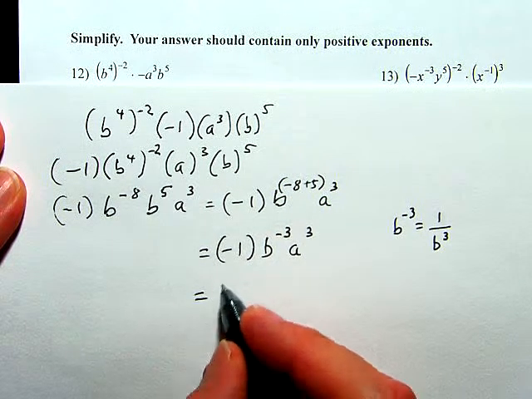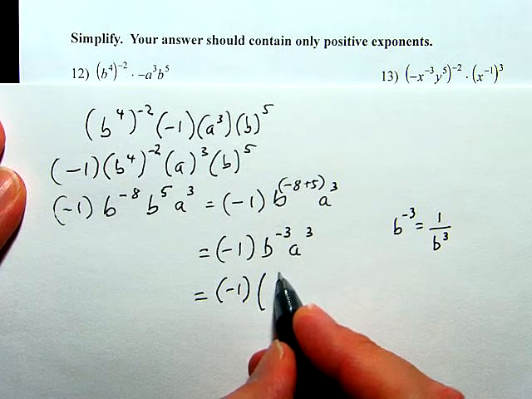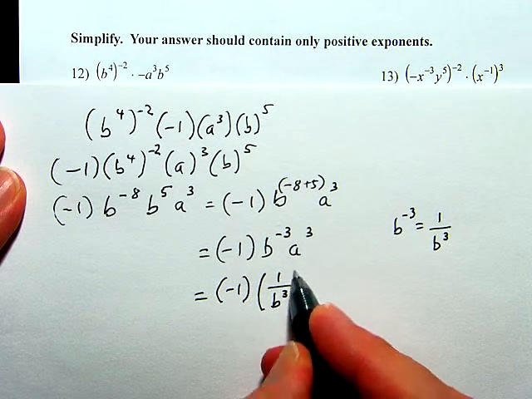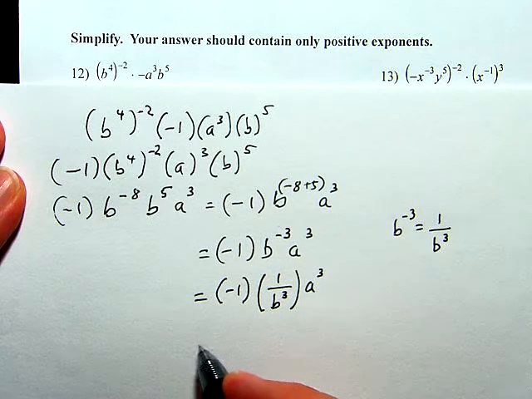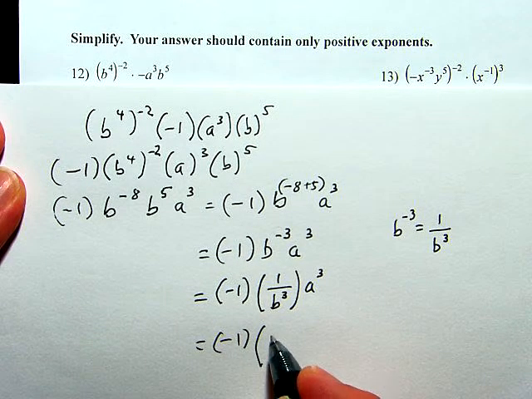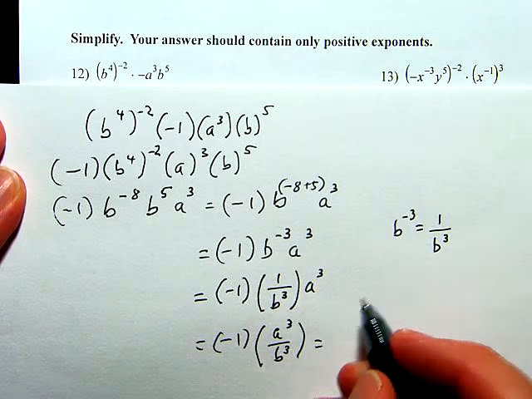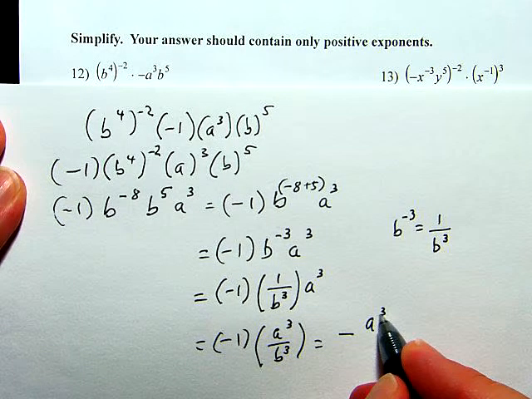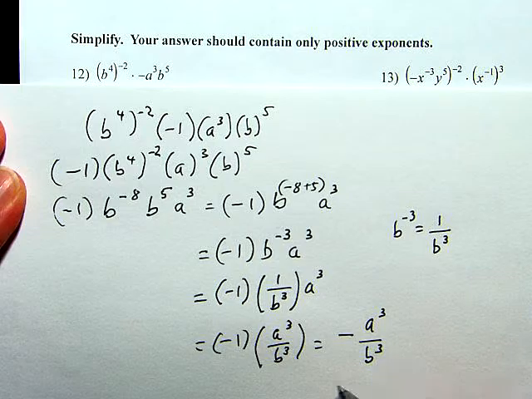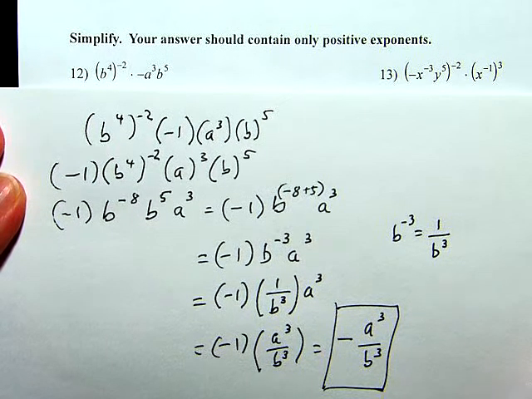So let's go back to this. This is the same thing as negative 1 times 1 over b to the third times a cubed. And now we multiply everything out. We get negative 1 times a cubed over b cubed, which is the same thing as negative a cubed over b cubed, which is our answer. Okay, that is our answer. That is our final simplification.